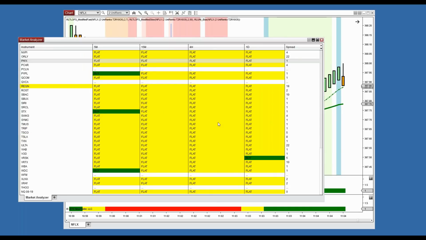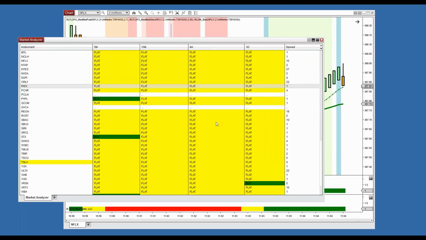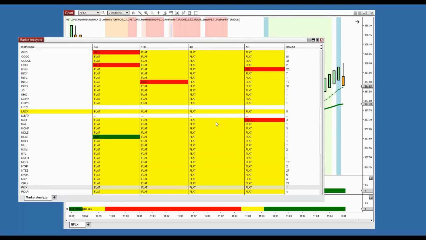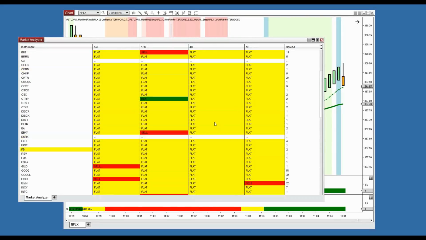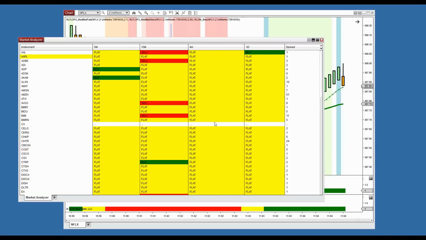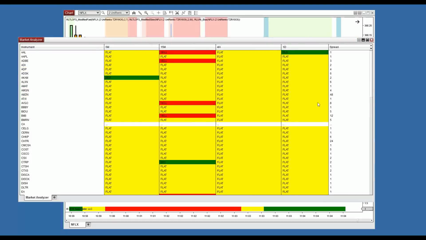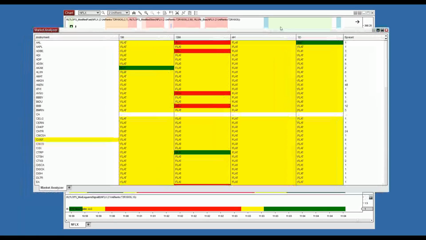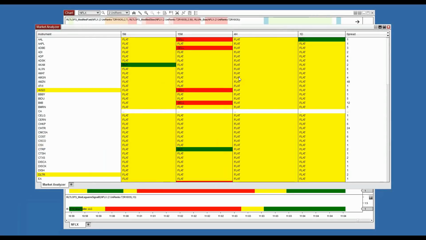Unfortunately, it's Friday before the July 4th holiday, and the market is not moving. I mean, it's pretty much dead. So we're not getting a lot. You have to be careful looking at too many instruments, because you're going to get a kaleidoscope here of buy and sell signals.